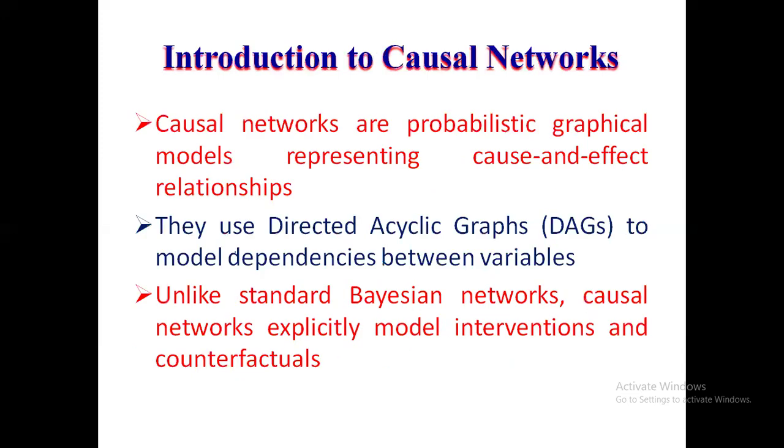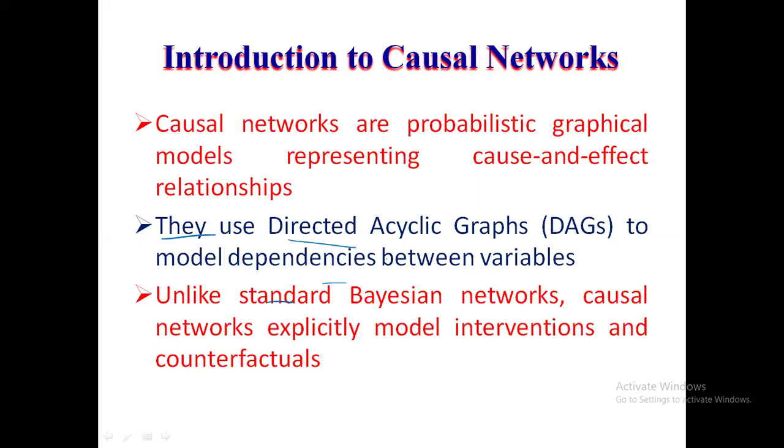First, we will see what a causal network is. Causal networks are probabilistic graphical models representing cause and effect relationships. That means causal networks provide a structured way to analyze the relationship between different variables in a system. Unlike simple correlations, they capture the directional influences that one variable exerts on another, helping in decision making and prediction. And these networks, as I said previously, use directed acyclic graphs, DAGs, to model dependencies between the variables.